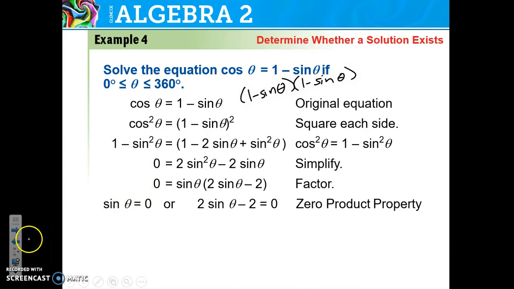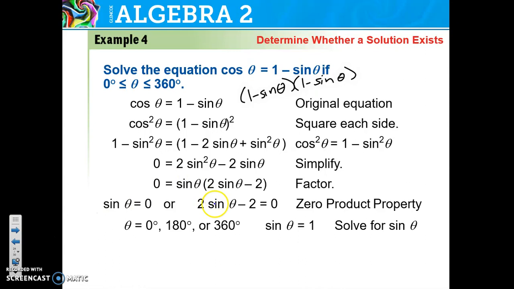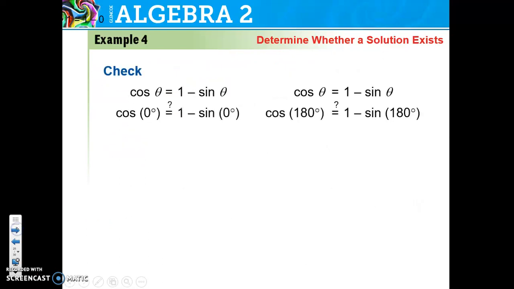and set each factor equal to 0. So where is the sine of theta equal to 0? Where is 2 sine of theta minus 2 equal to 0? When I simplify this and solve for sine of theta, I get sine of theta equals 1. I know that sine of theta is equal to 0 at 0 degrees, 180 degrees, or 360 degrees in this interval that they give me. Where is sine of theta equal to 1? At 90 degrees.